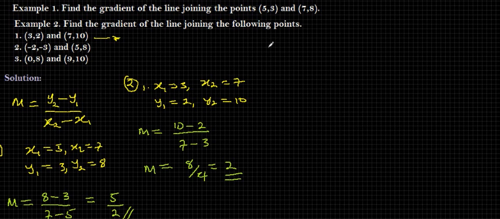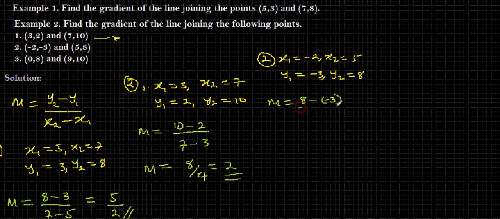So now let's look at question number 2 under example 2. From here we have x1 to be equal to minus 2. We have x2 to be equal to 5. We have y1 to be equal to minus 3. And we have y2 to be equal to 8. So as usual, substituting these values in this formula, we're going to have m to be equal to y2 minus y1 divided by x2 minus x1.